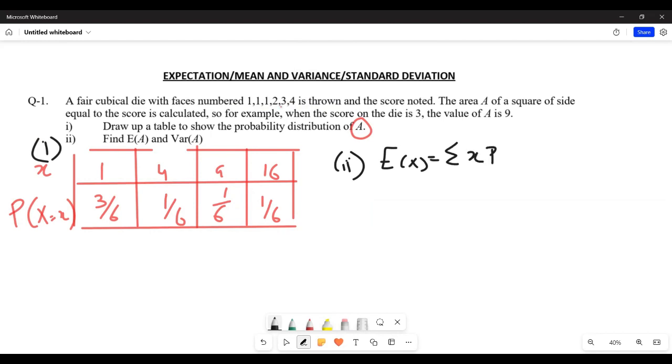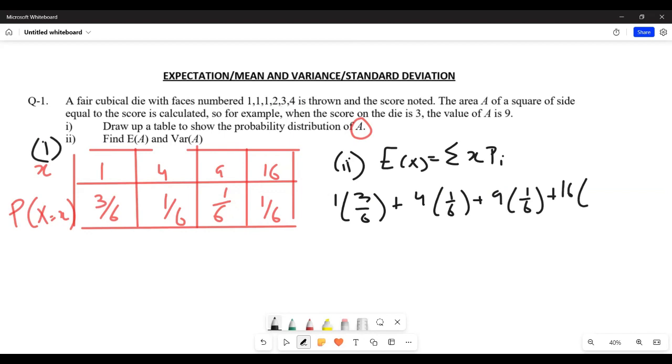X times probability. So it's going to be 1 times 3 by 6 plus 4 times 1 by 6 plus 9 times 1 by 6 plus 16 times 1 by 6, which gives 5.33. So the expected value of the event is 5.33, or the expected outcome.